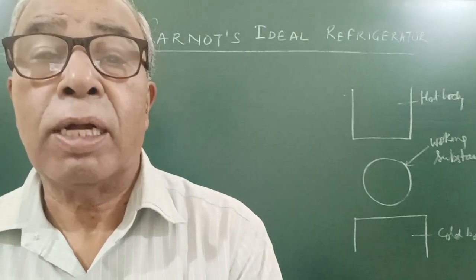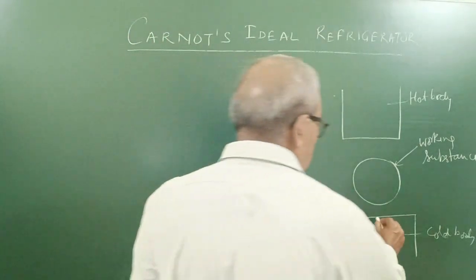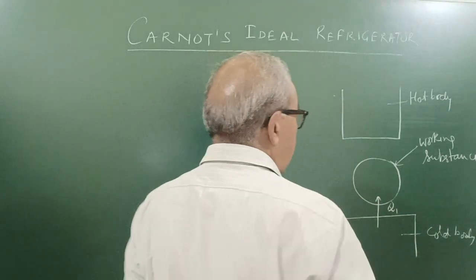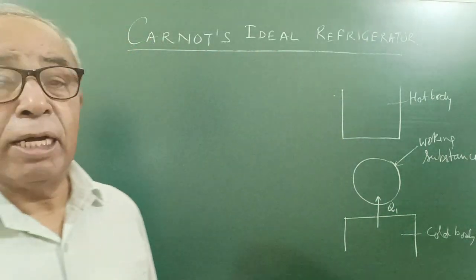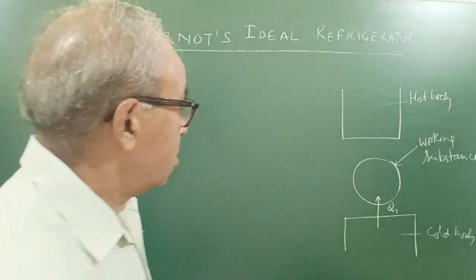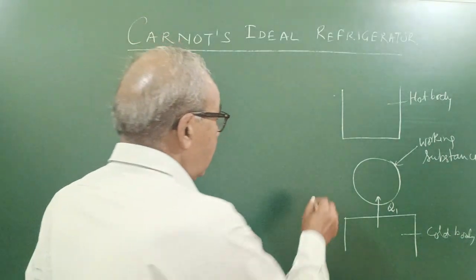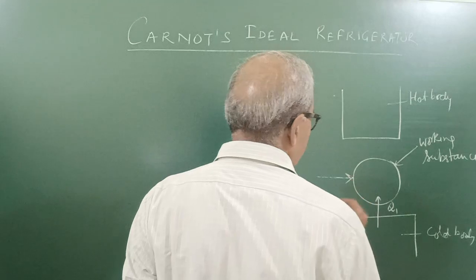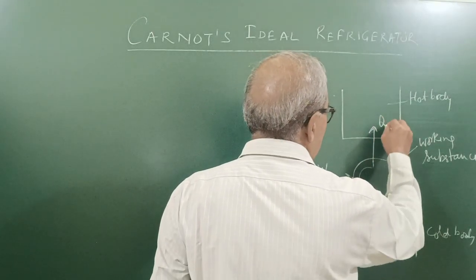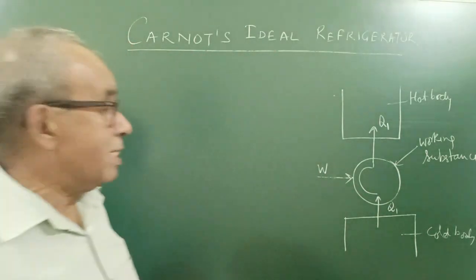Now how does it work? The principle I told you: it takes heat, say Q2, from the cold body. I told you just now that heat cannot flow from cold to hot by itself, so something has to be done. I will explain how this process is performed. By doing some work from outside, a greater amount of heat is given to the hot body. This is the working.